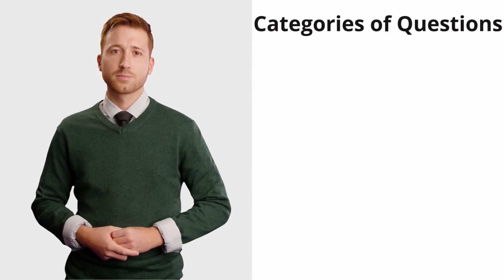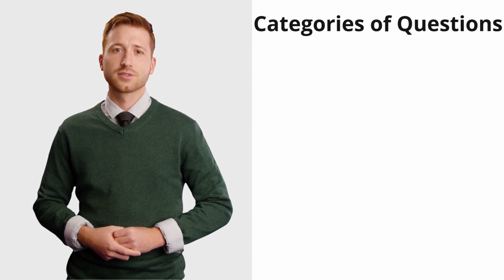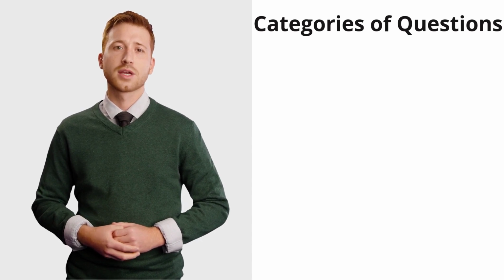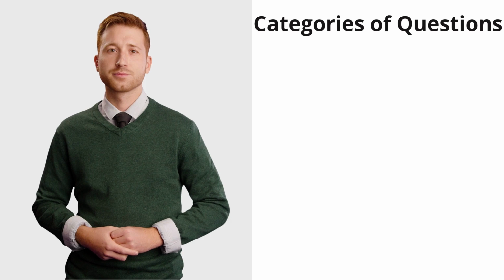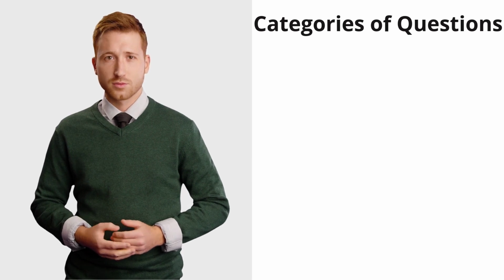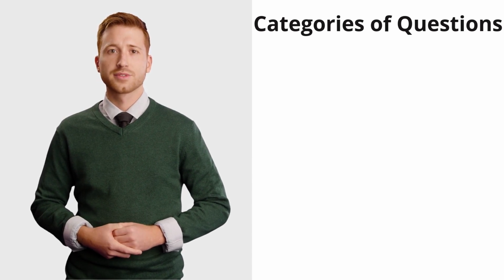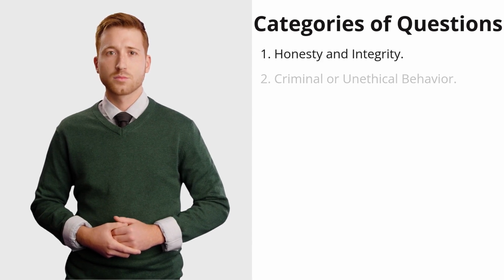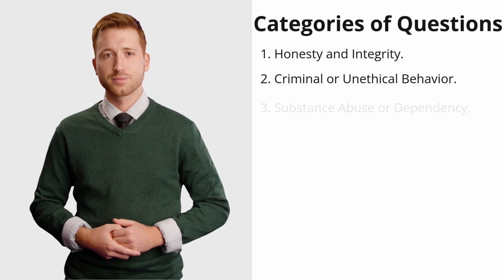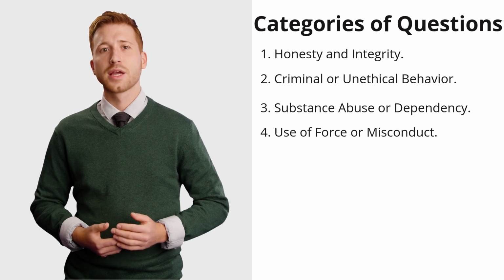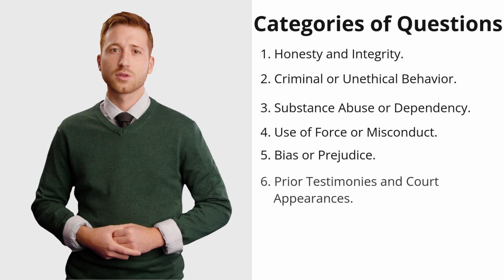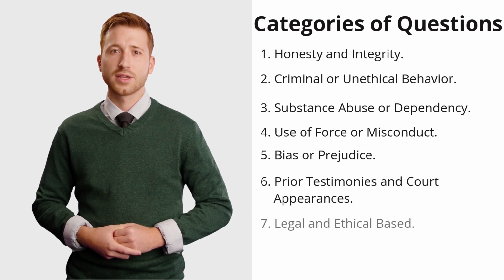While specific questions may vary by department or jurisdiction, the types of queries typically address situations involving dishonesty, prior misconduct, or any actions that might impair an officer's trustworthiness. No matter the jurisdiction, you can most likely count on questions from these common categories: honesty and integrity, criminal or unethical behavior, substance abuse or dependency, use of force or misconduct, bias or prejudice, prior testimonies and court appearances, and legal and ethical based.